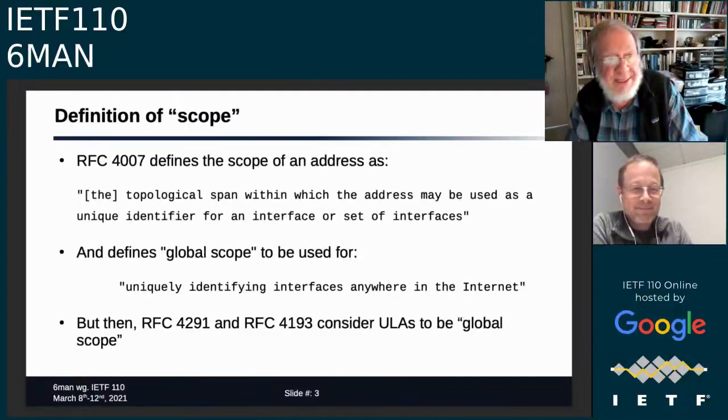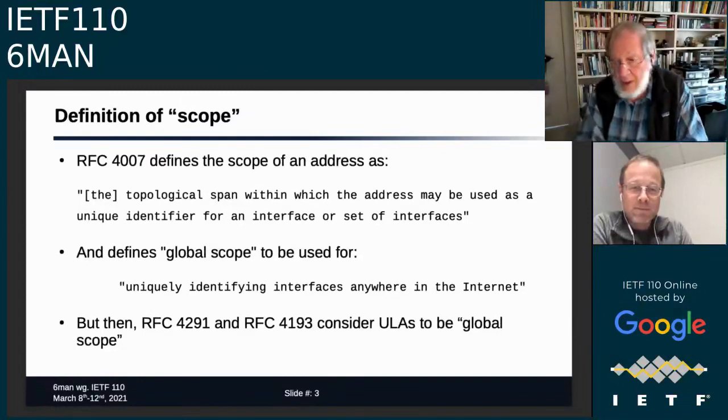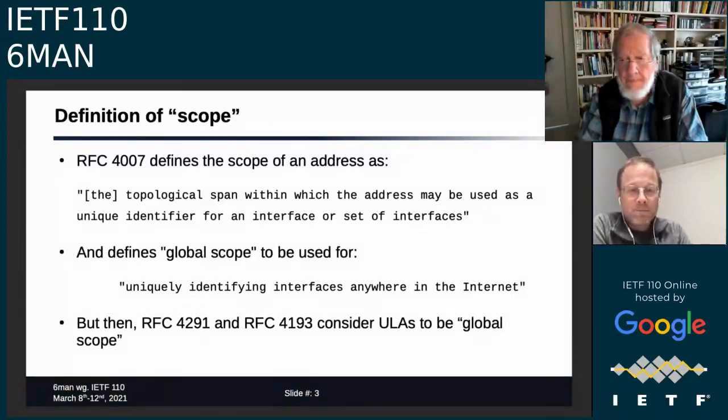So this is what we have in 4007, okay? Scope is defined as the topological span within which an address may be used to uniquely identify an interface, okay? That's the scope. And global scope, as a result, means that if an address has global scope, it uniquely identifies the interface anywhere in the internet, okay? So a global address is supposed to uniquely identify an interface anywhere on the internet.